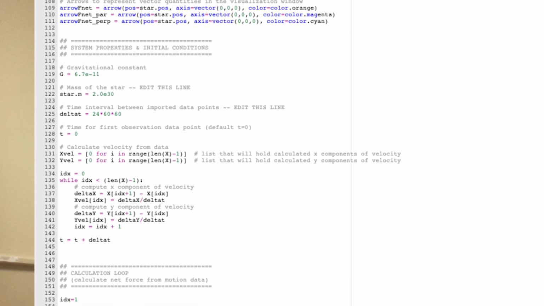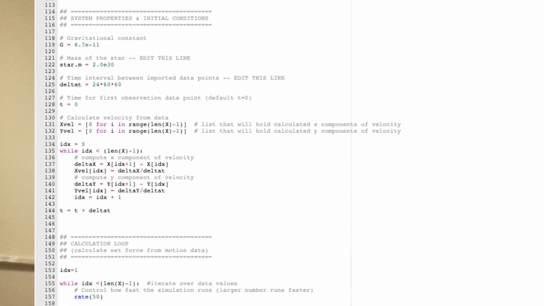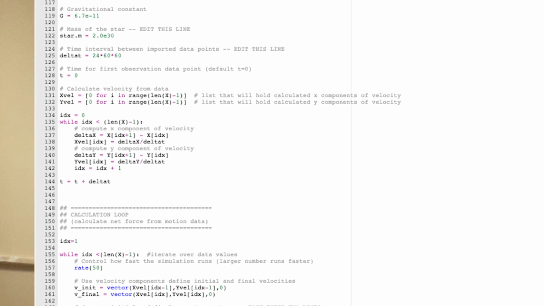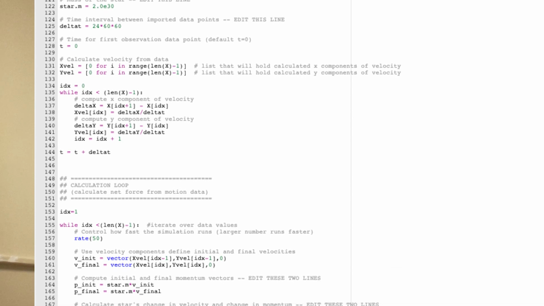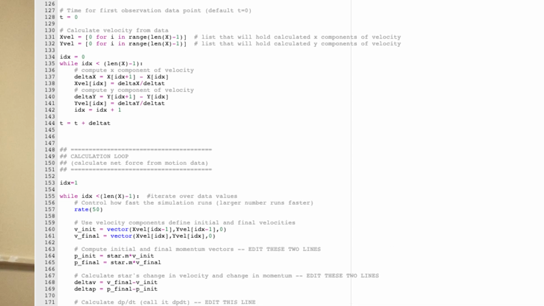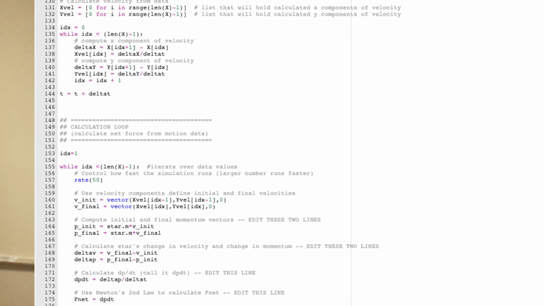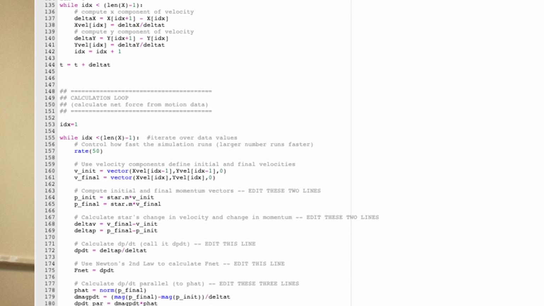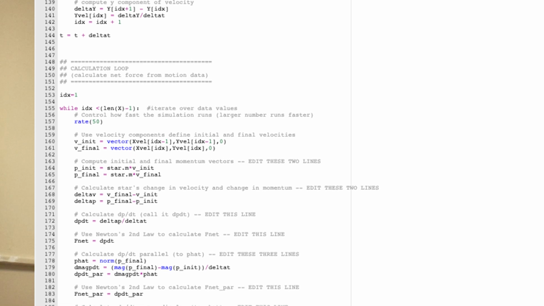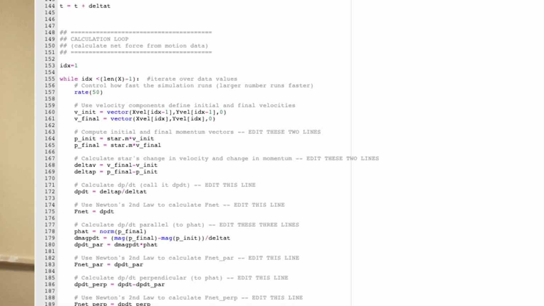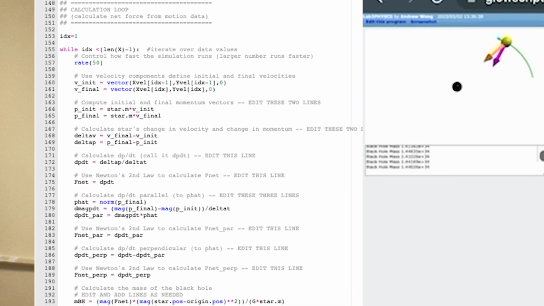Using the star's mass and the initial and final velocities of the star, I was able to find the change in momentum over the change in time, which is equal to the net force applied on the star by the black hole. F net parallel would be the change in momentum magnitude over change in time times p hat. Using this, F perpendicular would be F net minus F net parallel. Knowing each component of F net allowed me to create arrows visualizing the simulation better.